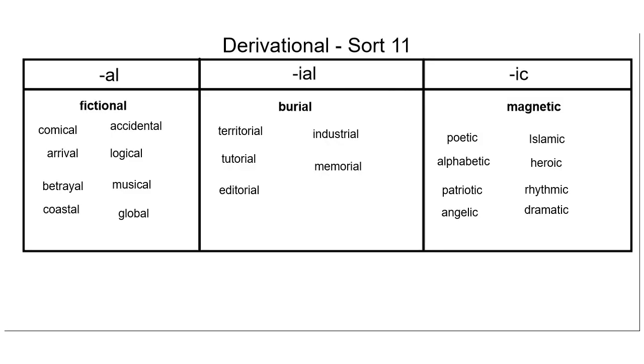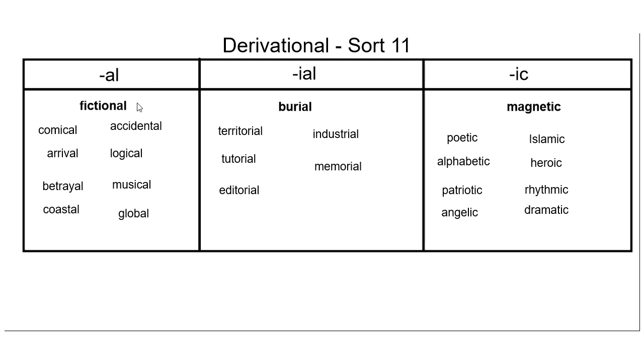How did you do? The initial sort isn't that challenging. However, as with our previous derivational words, it's important to look at the root word of the words that we are studying in order to determine the meaning. Let's start with the suffix AL.